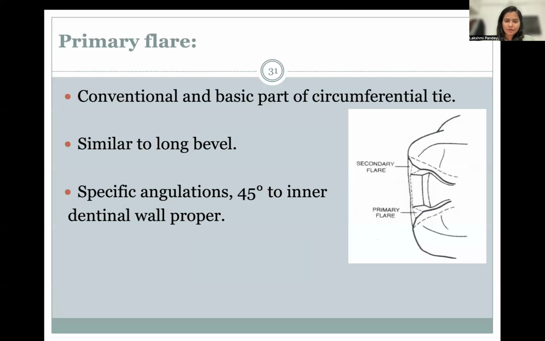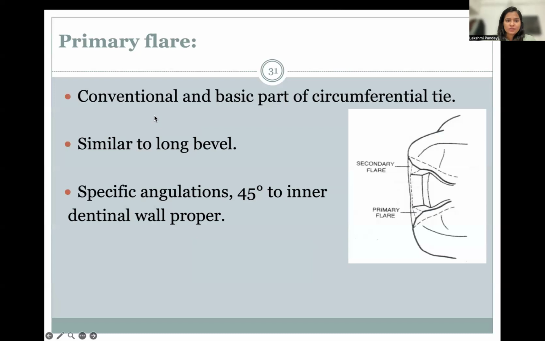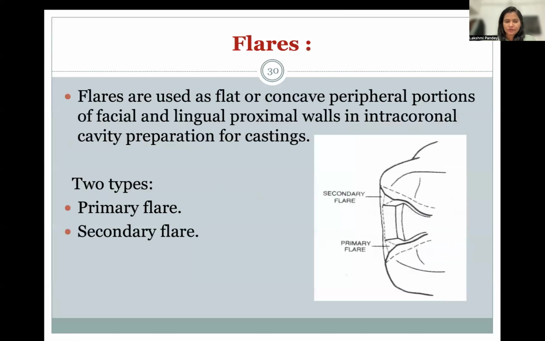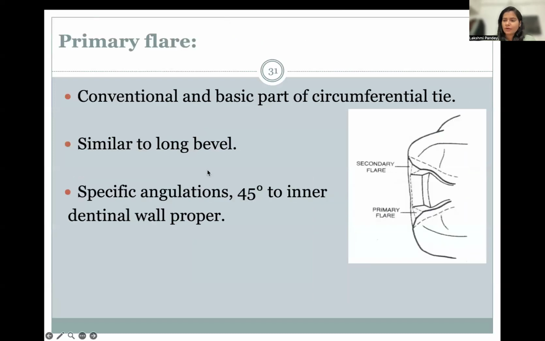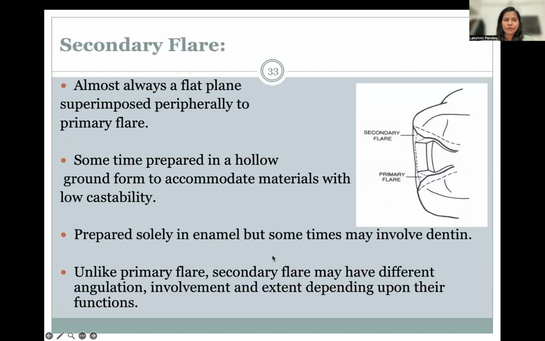Next is primary flare. Similar to long bevels, it has a specific angulation of 45 degrees to the inner dentinal wall proper. Then again, same as the bevel, it brings the facial and lingual margins to a cleansable, finishable area. Any facial or lingual proximal wall of an intracoronal restoration, we give flare.